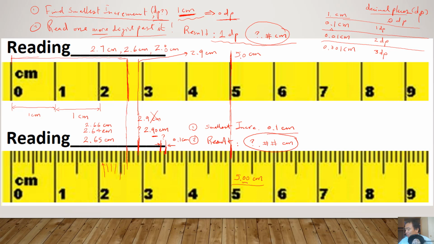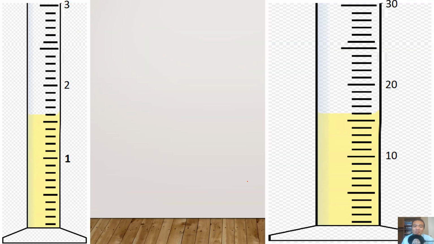Again, it's 2 decimal places for this ruler. So let's summarize this. How do you make measurements and record the correct number? The first step, find the number of decimal places in the smallest increment of that graduated equipment. Then read one more digit past it. So here's another example. You might think these are different. Actually, in my eyes, they are exactly the same.